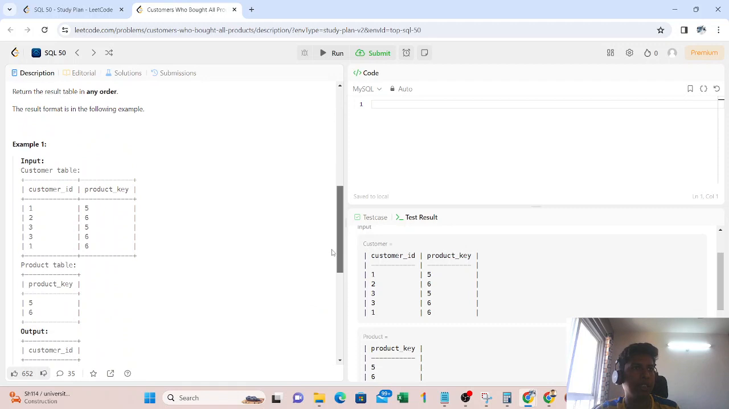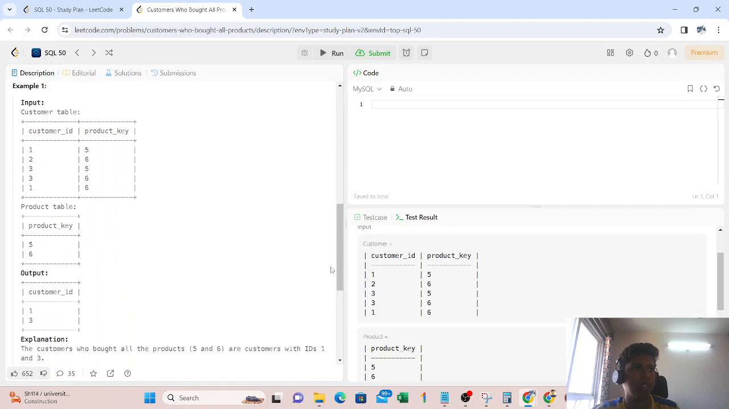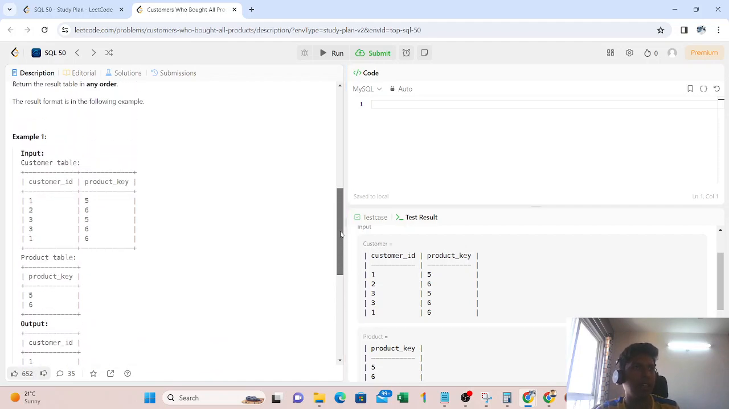So see, for example, there are three customer IDs, 1, 2, 3, and there are two products, 5 and 6. Customer ID 1 has bought 5 and has also bought 6, so the output would be 1. Customer 2 has bought only 6, so customer 2 would not be in the output, and customer 3 has bought both, so both 1 and 3 would be in the output. So the question is clear.